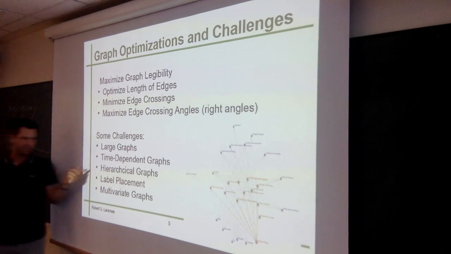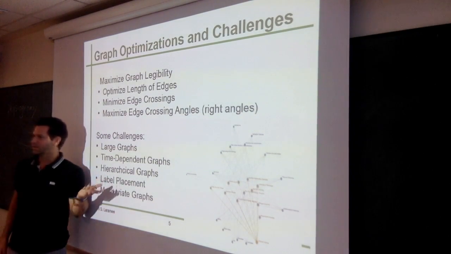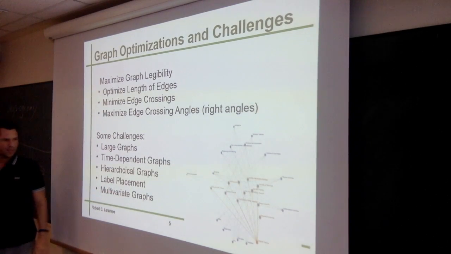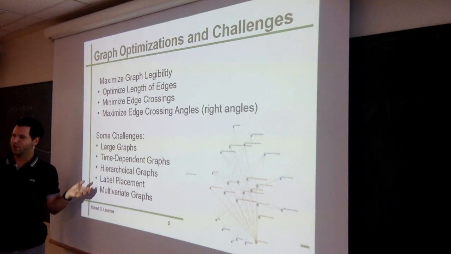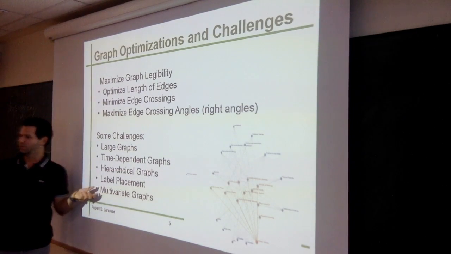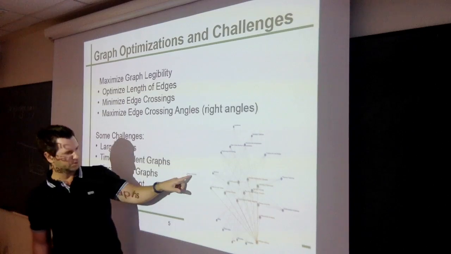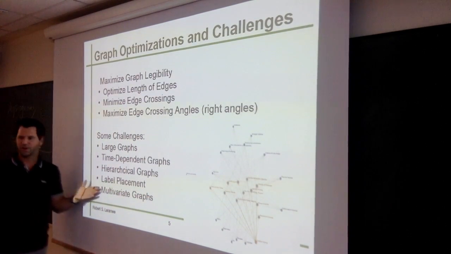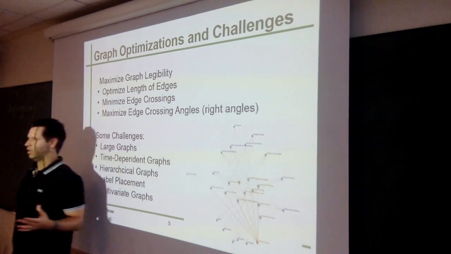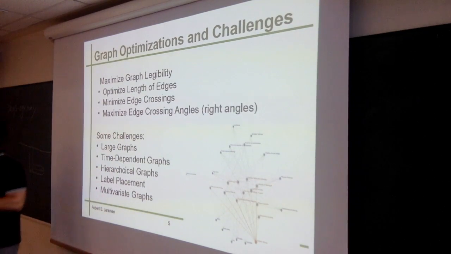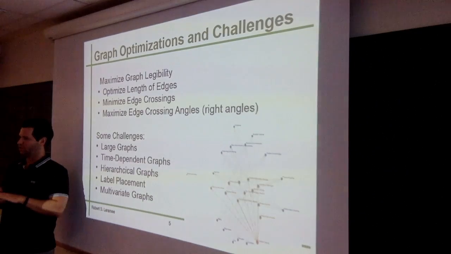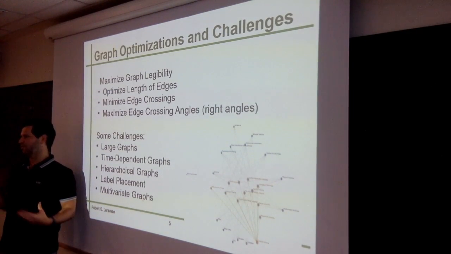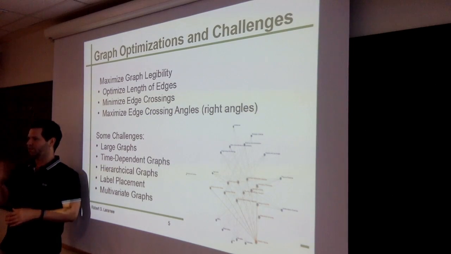If you have a hierarchical graph, the tree is a type of hierarchical graph, the trees that we saw in the last lecture. If we want to put labels on the nodes, that's a challenge too. How do we do that, right? There are labels here. And what about multivariate graphs, another big challenge? Like usually we show univariate graphs. So one variable, for example, people is probably the most common graph where each node is a person.